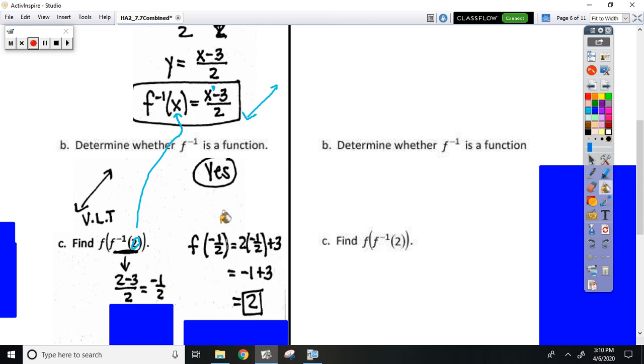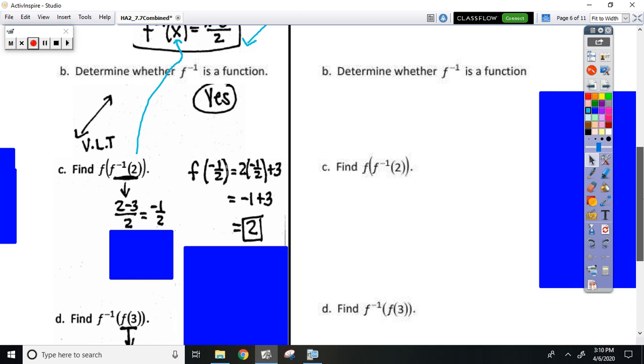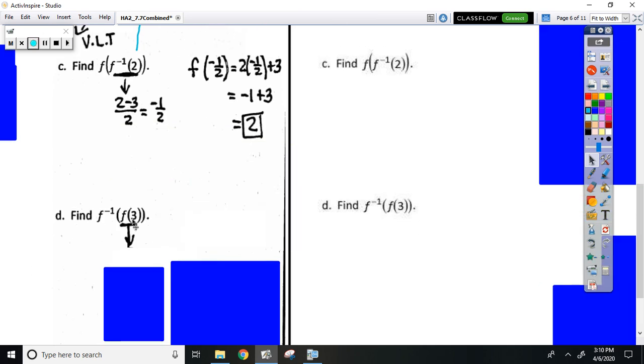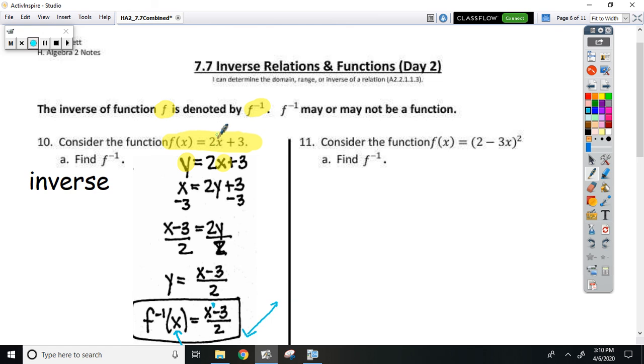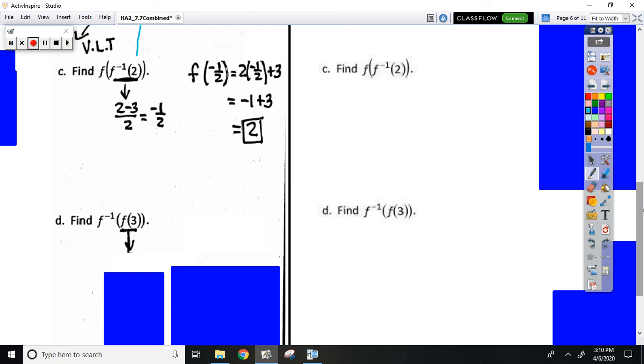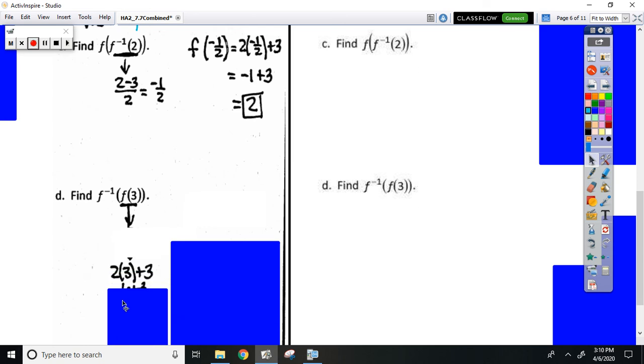So I wonder if that's always going to happen, if maybe it's always going to get us back to the number they asked us for. So let's try one more and see what happens. So part D asks us to find the inverse of f of 3. So we're going to start out with f of 3. So we're going to plug 3 in to this function, the original. So that'll get me 2 times 3, which is 6, plus 3, which is 9.